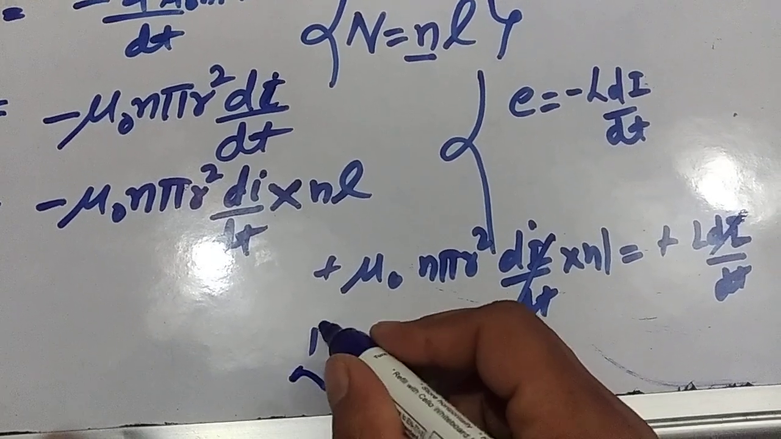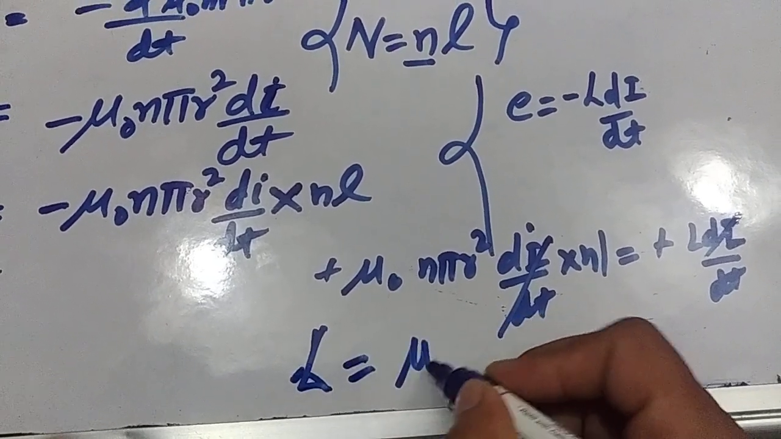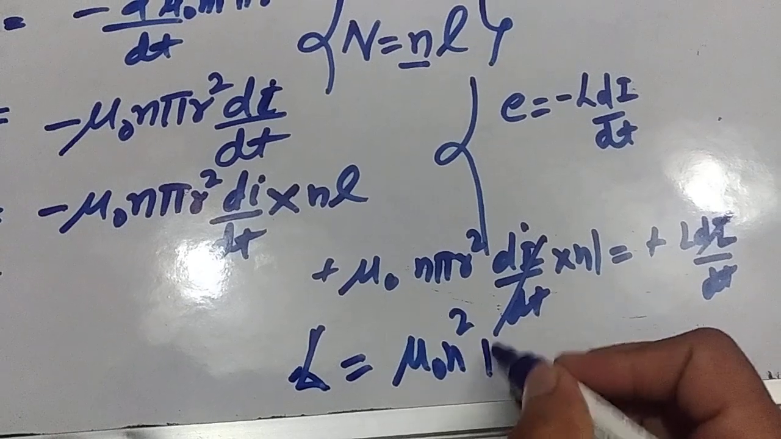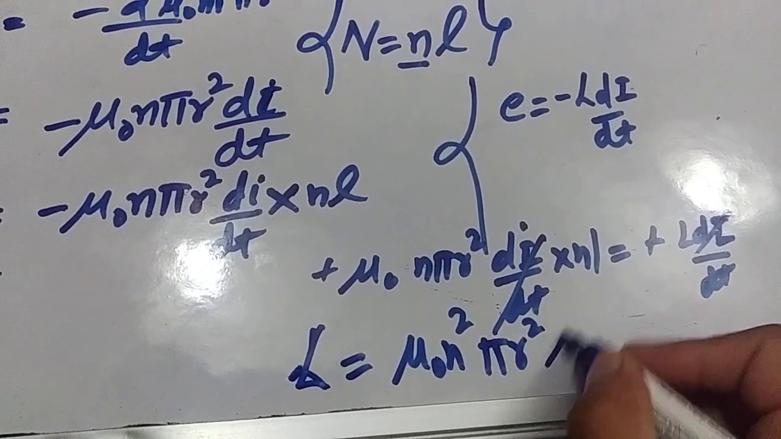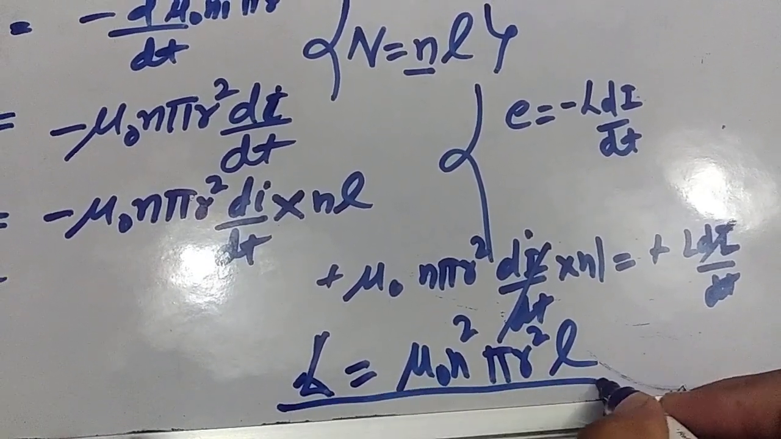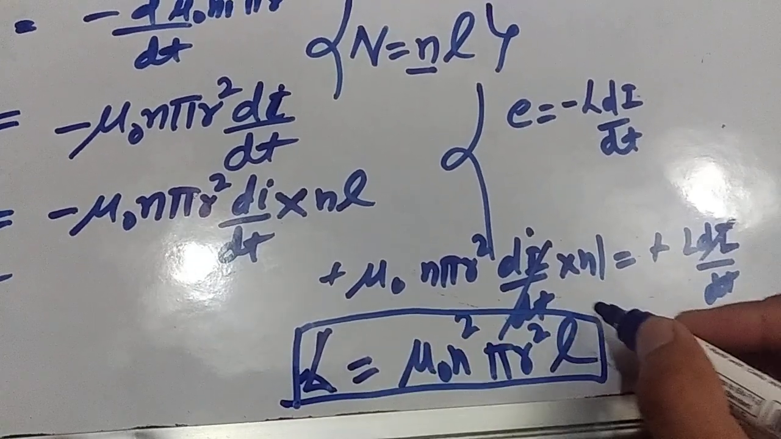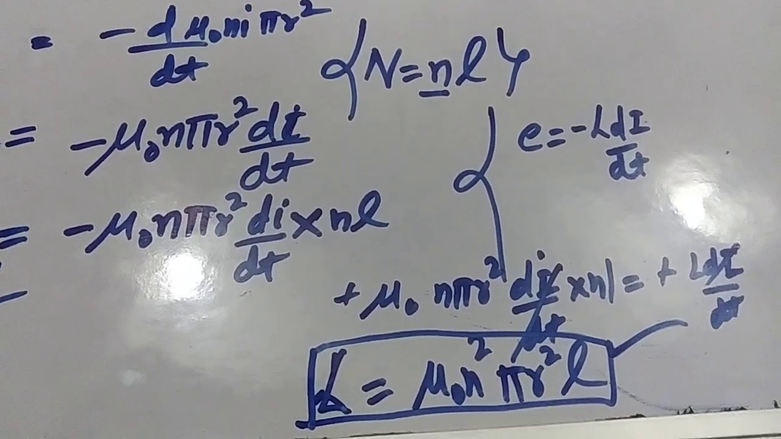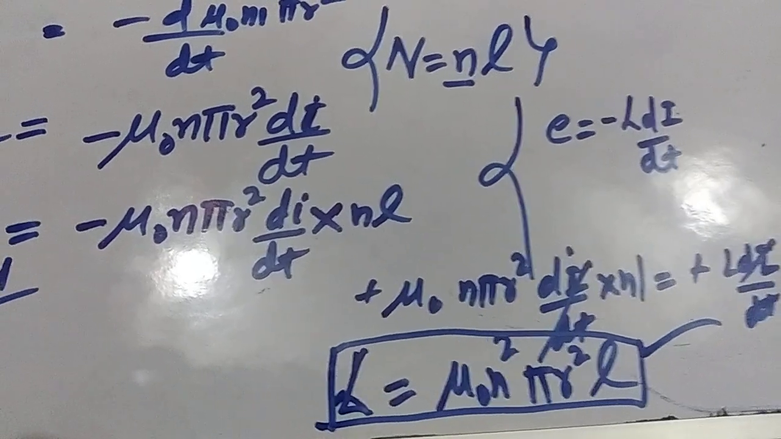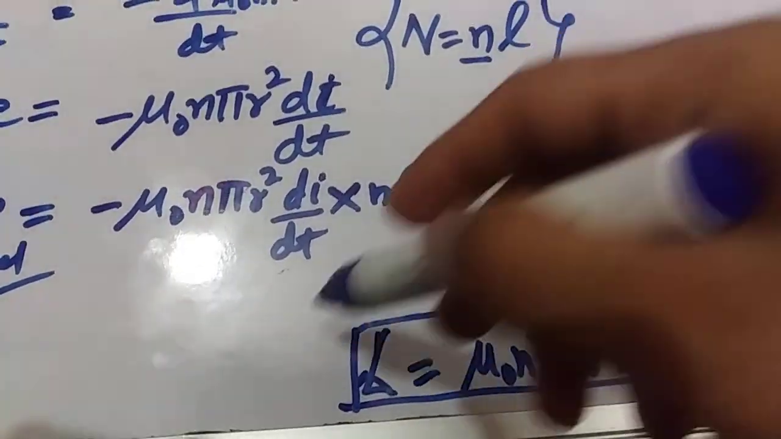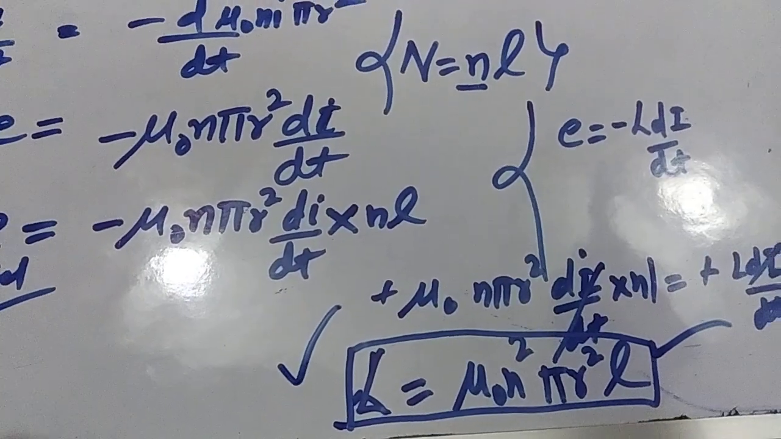So L का एक्सप्रेशन हमें यहाँ से मिलेगा mu naught n square pi r square L. So mu naught n square pi r square L. So that is the expression for self inductance of the long solenoid. So this is totally depending on the geometrical factors. So that is the answer.